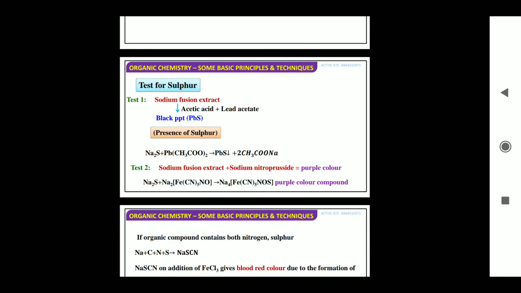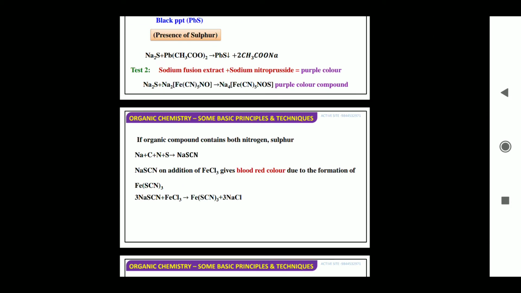So sodium fusion extract plus sodium nitroprusside results in the formation of a purple color complex. So here you can see sodium sulfide when it reacts with the pentacyanonitrosyl sodium complex, it results in the formation of a purple color compound, which is the confirmatory test for the sulfur.